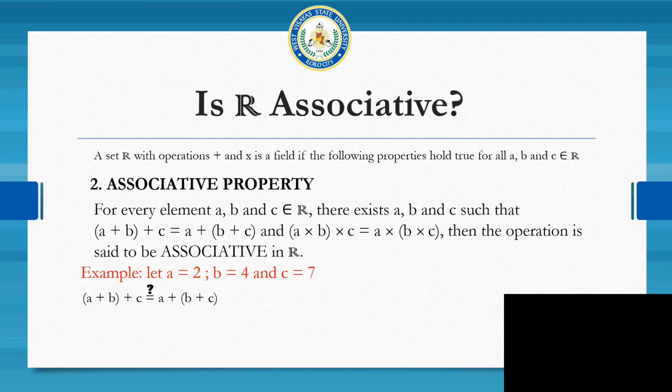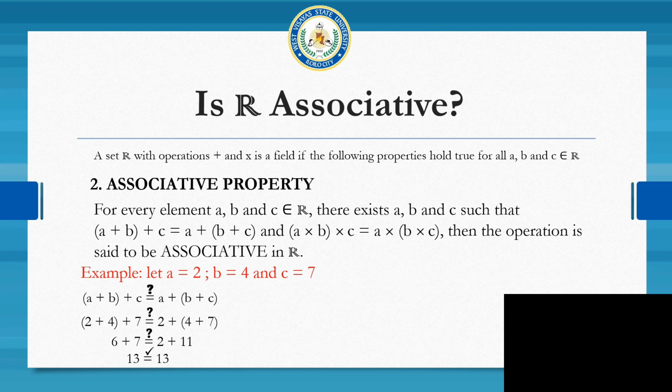Example: quantity A plus B plus C is equal to A plus quantity B plus C. Substituting the values, we have quantity 2 plus 4 plus 7 equals 2 plus quantity 4 plus 7. Then, solving the parentheses, we have 6 plus 7 equals 2 plus 11. Then 13 is equal to 13. This means that R is associative under addition.